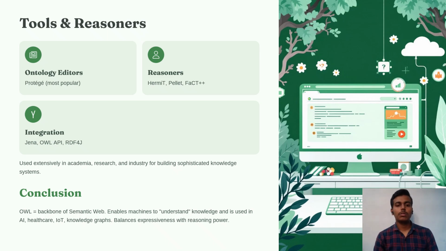To sum up, OWL is one of the most important technologies for the semantic web. It enables machines not just to store data but to understand and reason with it. It has wide application in AI, healthcare, knowledge graphs, IoT, and beyond. While OWL can be complex, its ability to add meaning and reasoning to data makes it a cornerstone of the future web. So the next time you see Google give you a direct answer instead of just links or a medical AI making logical recommendations, remember somewhere in the background ontologies and OWL may be at work.